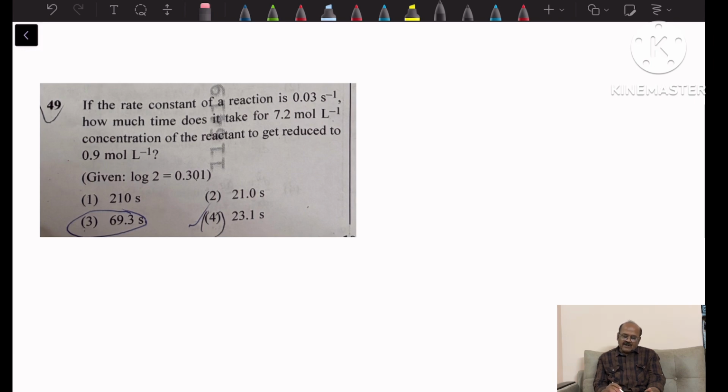Just look at what is given here. If the rate constant of the reaction K is given as 0.03, how much time does it take for 7.2 mole of concentration of the reactant to get reduced to, I think it is nothing but R naught.